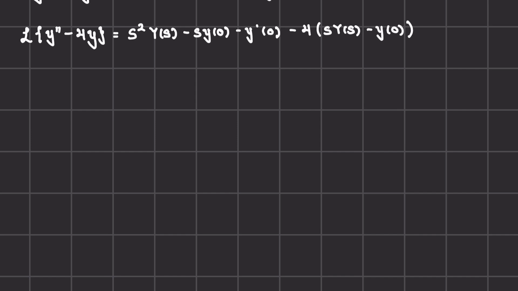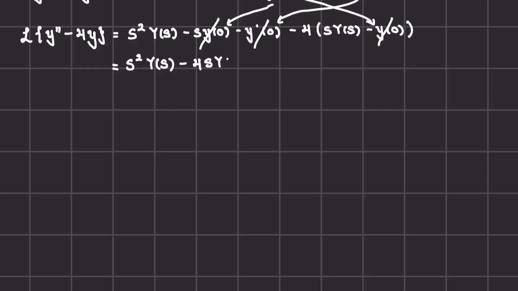All right, from here on, we can simplify because we can put in all the initial value conditions given at the start of the problem. So y of 0 is equal to 0, so we can cancel this term, this term, and that term. Therefore, this Laplace transform simplifies to s squared Y(s) minus 4 times sY(s).